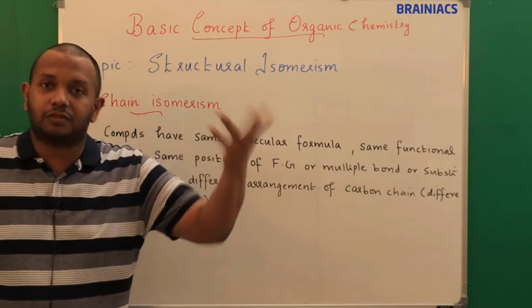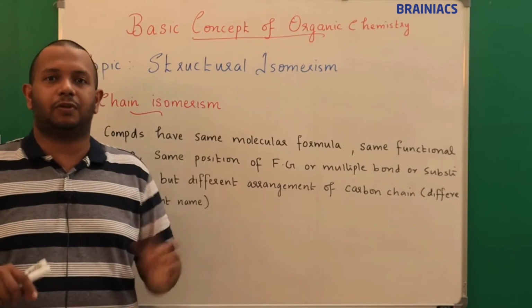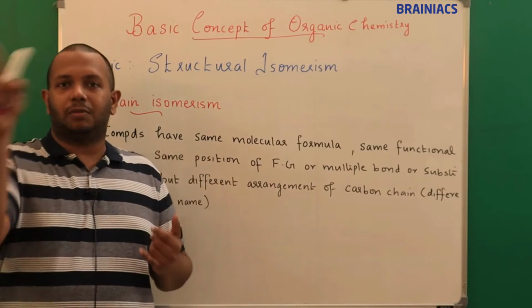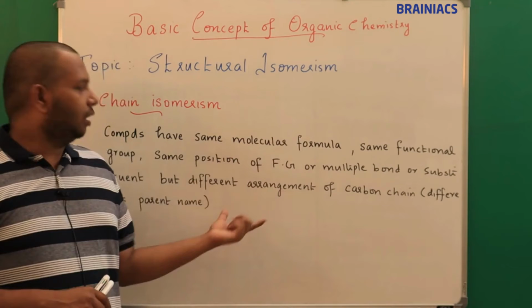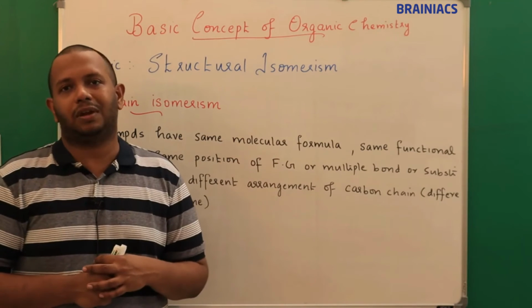Differing in structure can be of different types. The structure can differ in different ways. For example, the chain length can change. The parent name, for example, when you select the parent carbon chain, that can be different between the two organic compounds given, but they have the same molecular formula and molecular weight.